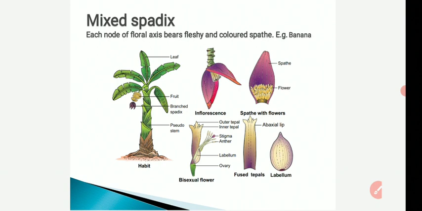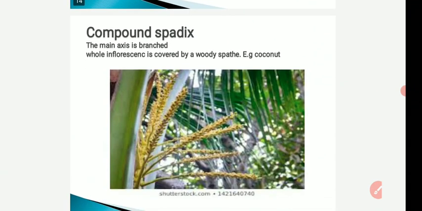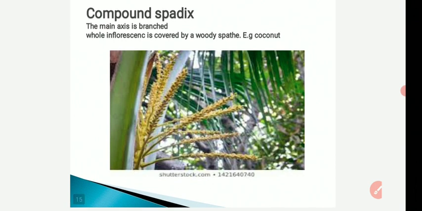So this is the example of mixed spadix, that is banana inflorescence, in which a large spathe-like structure or large bract is produced, and which consists of the flowers, that is male flowers, female flowers, and sterile flowers also. Next, the compound spadix. Look at the picture.